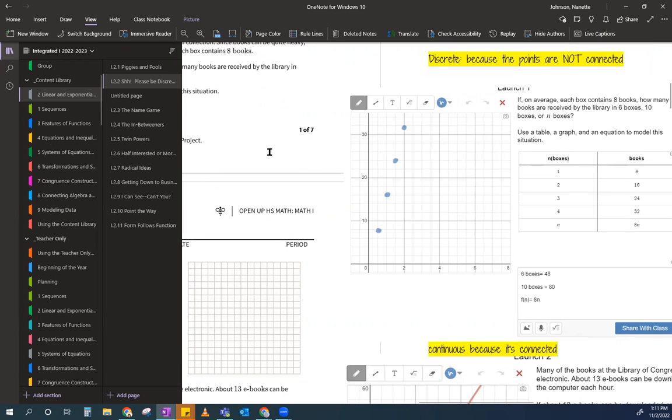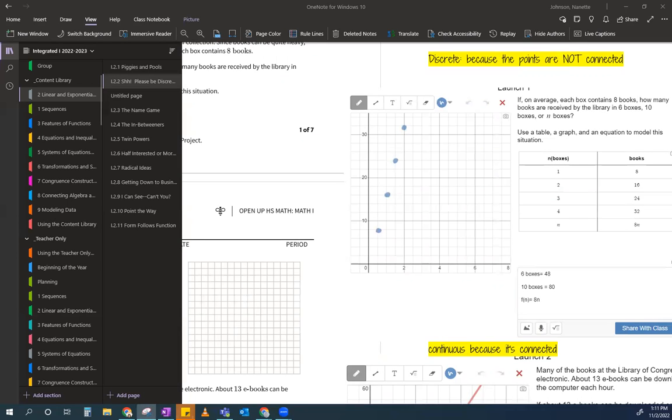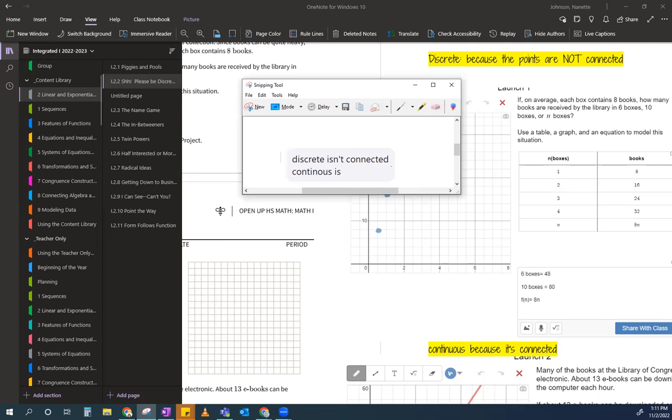Yes, very good. Oh, someone put this already. Someone put, Miss Johnson, it's discrete because it's not connected. Continuous is connected. Let me grab this person's little thing right here. Someone else said something very similar. They said discrete means separate dots, Miss Johnson. I am going to show you. This is what someone said. Discrete isn't continuous. Discrete isn't connected. Continuous is connected. Got it?